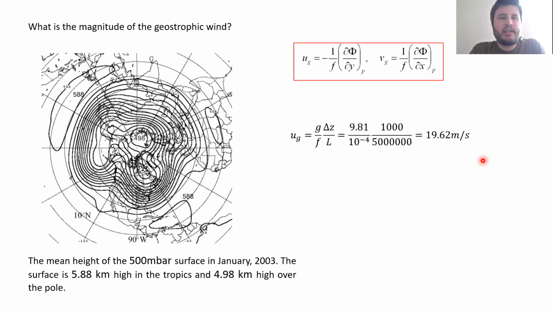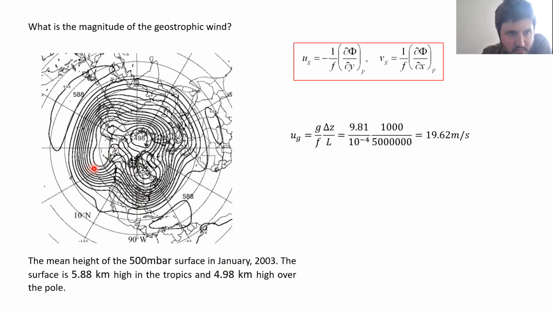Let's just try to give an order of magnitude of this geostrophic wind. It will also help you to get a sense of the relationship between the geopotential height and the wind. So this is a typical map of the northern hemisphere geopotential height. In that case, it is January 2003, and this is the geopotential height at a pressure surface of 500 millibars.